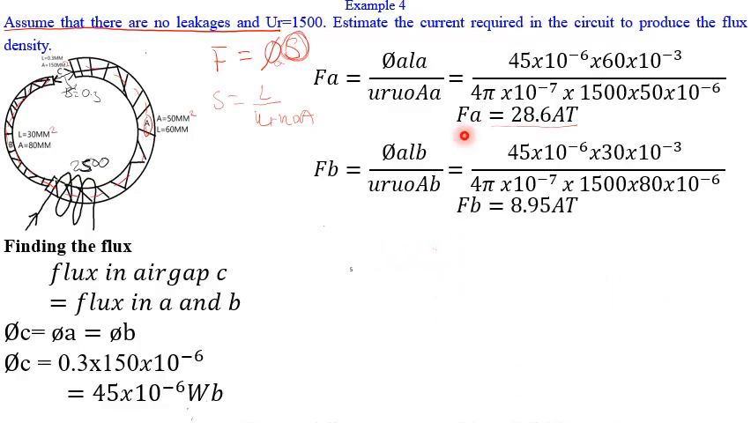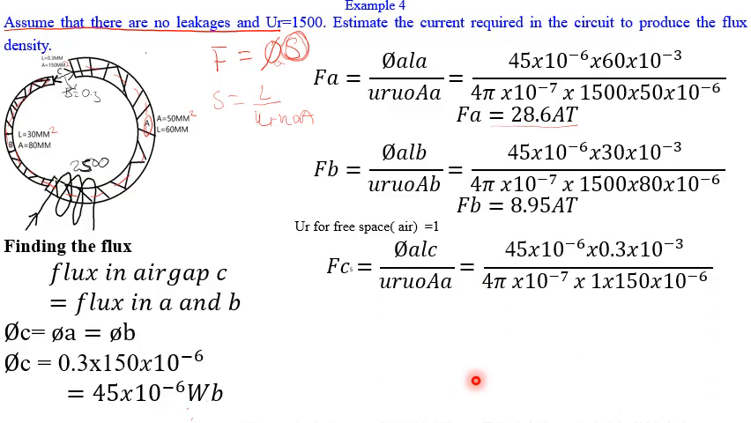So we now know the magnetic force in A, B, and C. How do we now find the current? The current is simply equal to the total force divided by the total number of turns. So we add all the forces together, FA, FB, FC, and divide by the number of turns, 2500. That is how we finally get our answer as the current flowing through, 0.044 amps.